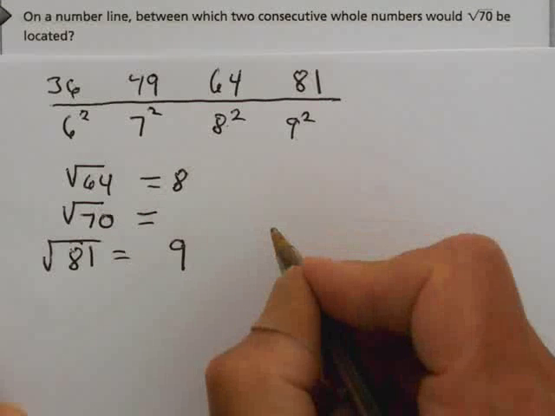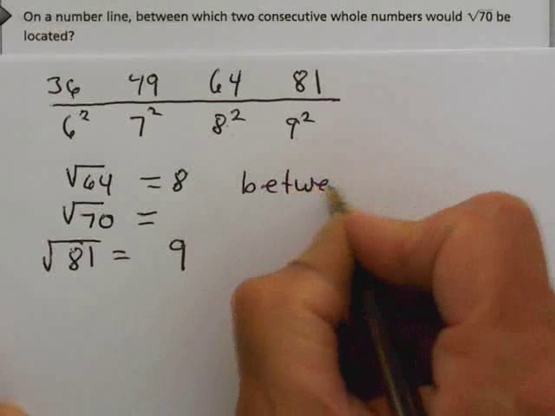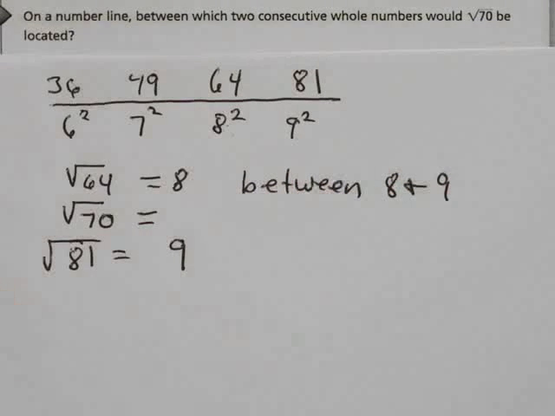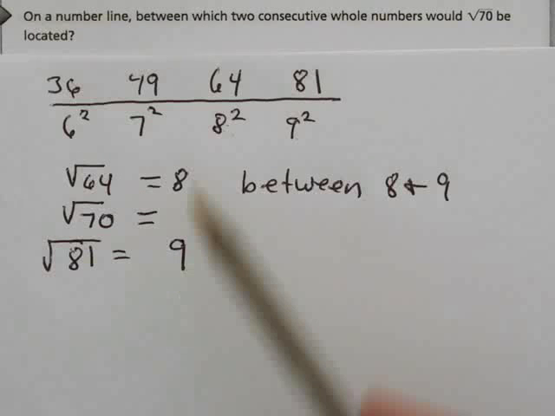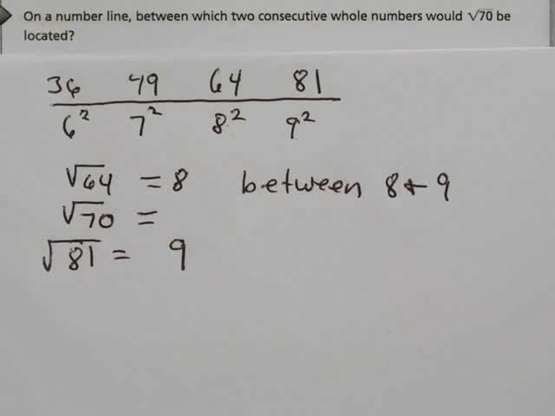It is going to be between 8 and 9. That's where you'd find the square root of 70. And I think we can see that our answer would certainly be a lot closer to 8 than to 9. 70 is closer to 64 than it is to 81.